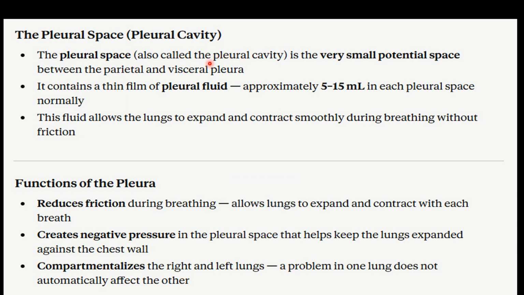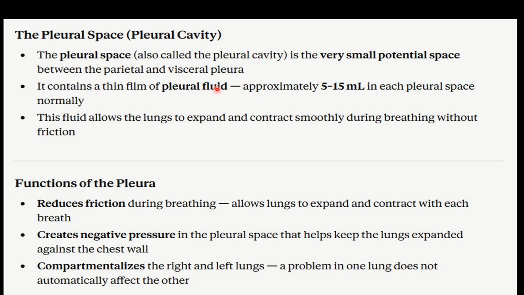Okay, it is called pleural space, and sometimes we also refer to it as a pleural cavity. Now it also contains a thin film of pleural fluid, approximately 5 to 15 ml in each pleural space normally. Okay, so this kind of liquid which surrounds these layers is approximately 5 to 15 ml in the pleural space, which we talked about here, the pleural cavity. So it contains this thin film of pleural fluid.